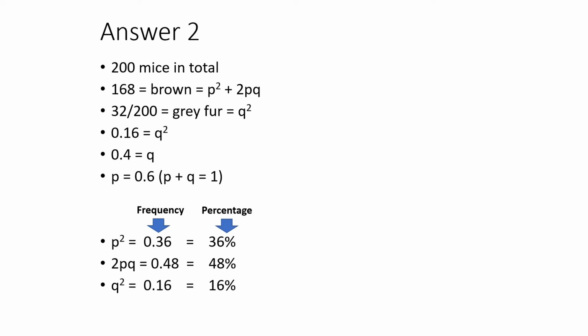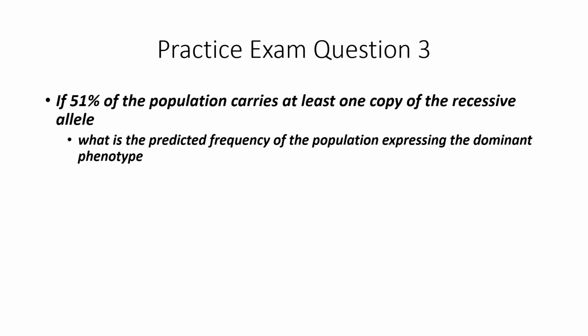And just like the previous answer, I've just made it nice and straightforward so that you can work your way through and see all the calculations laid out in front of you. I've also given the answers in terms of frequencies and in terms of percentages. So practice question number 3, we're given 51% of a population carries at least one copy of the recessive allele.